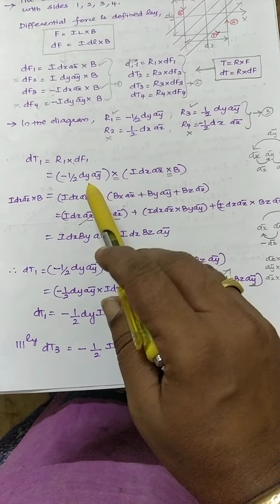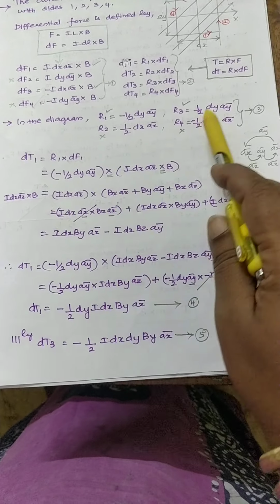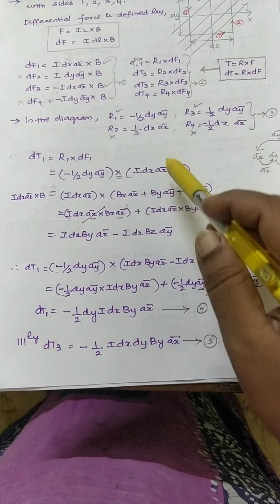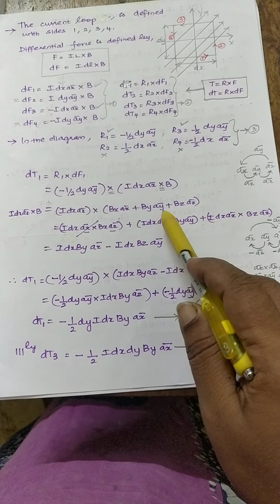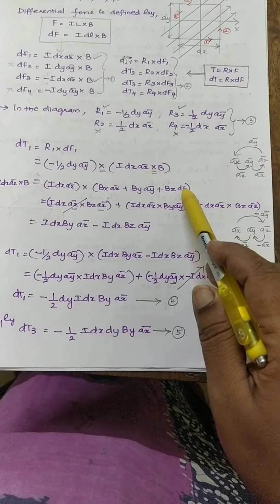Substitute the value of r1 as minus half dy of Ay cross, what is dF1? I dx of Ax cross B. B is nothing but equal to bx of Ax vector plus by of Ay vector plus bz of Az vector.